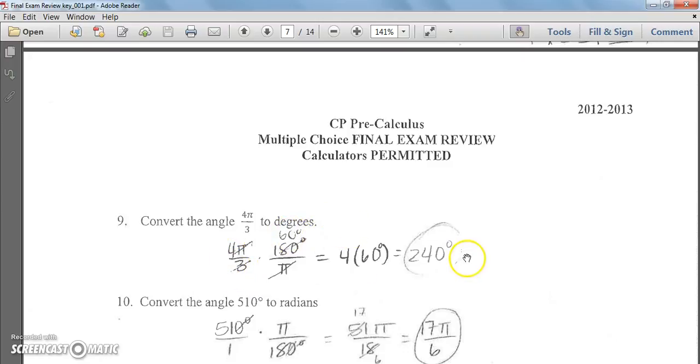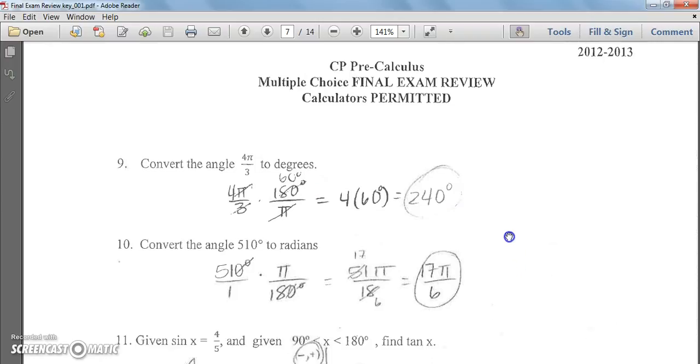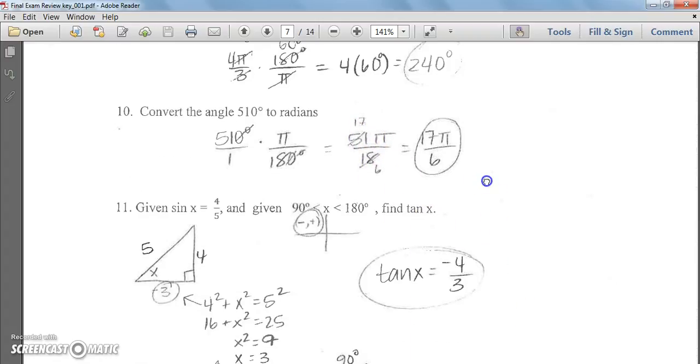6d times 4 is 240. Pi's go away. Convert the angle 510 to radians. That means this number should get smaller, so we take pi up top, 510 divided by 180. Cancel out the zeros, you get 51 over 80. Divide this by 3, 17 pi over 6.